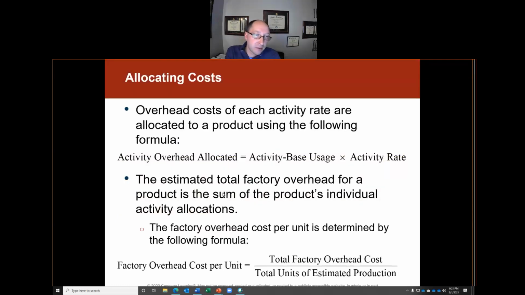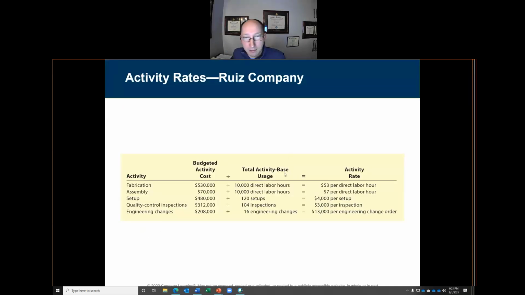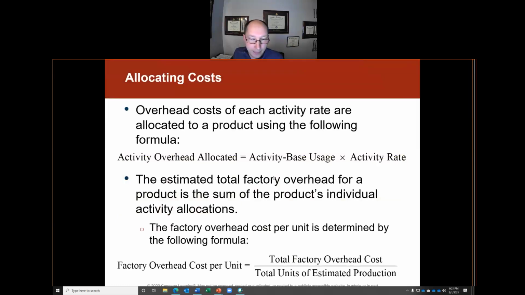Now, let's figure out the activity overhead allocation. Overhead costs for each activity rate are allocated to a product using this formula: activity-based usage times the activity rate. That gives us the total activity overhead allocation.